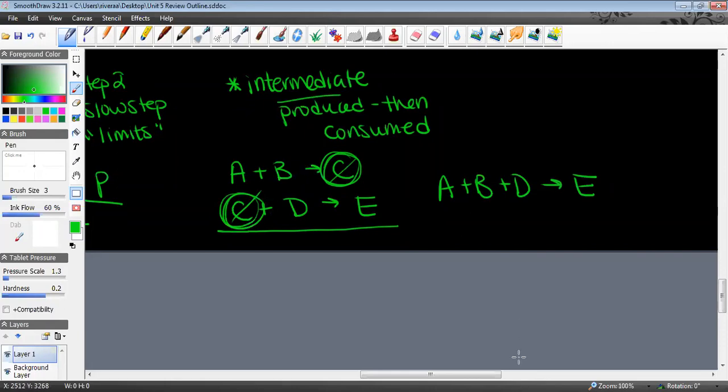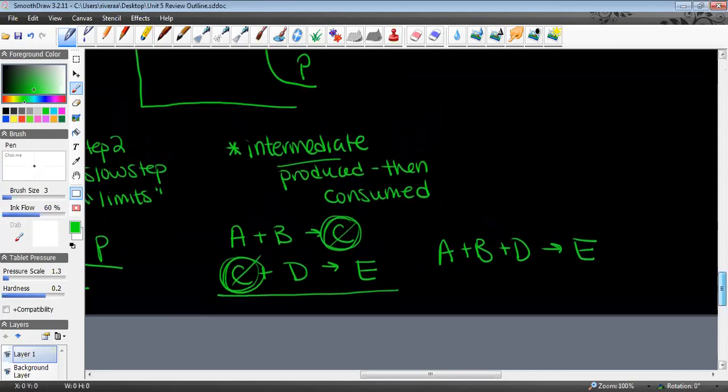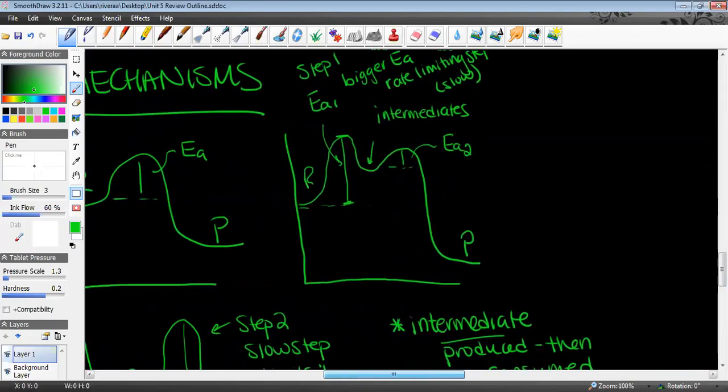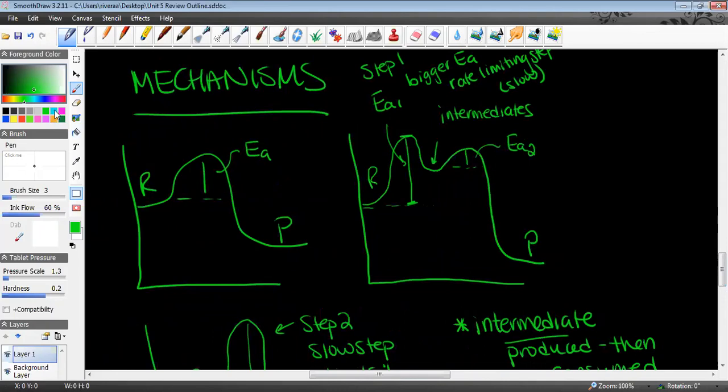Okay? And sort of the opposite of that is a catalyst. So a catalyst is something that lowers this activation energy of your rate limiting step. So if I was looking at this reaction and it was catalyzed, I would lower that activation energy. It would drop down. And so that reaction would happen faster.